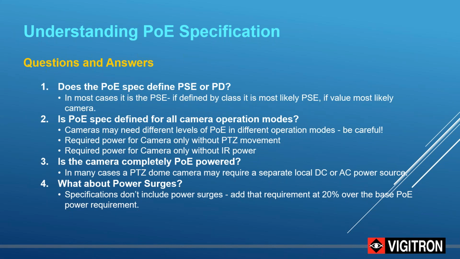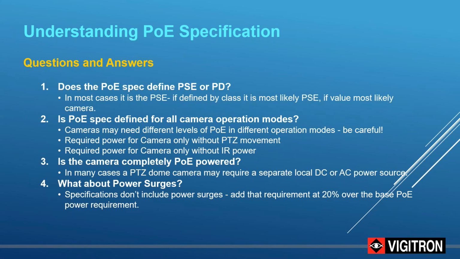Many, many times at Vigitron when we're doing design center work, we receive a request and the request is, well, this camera has no local power, it's a PTZ camera, and it must operate solely on PoE. But when we look at the camera, we find out that it will operate on PoE for the camera and for PTZ, but for the heater and blower and all the other accessories, it has to have a local AC or DC supply.